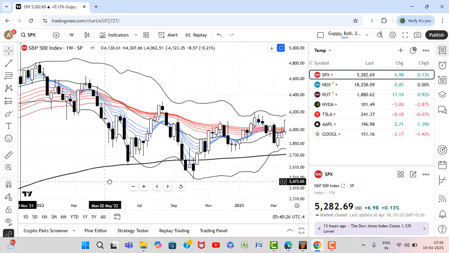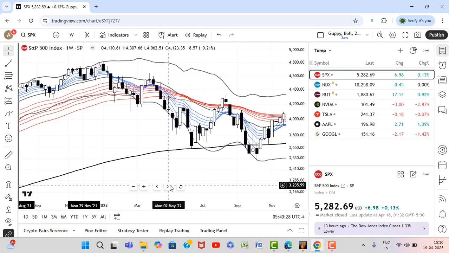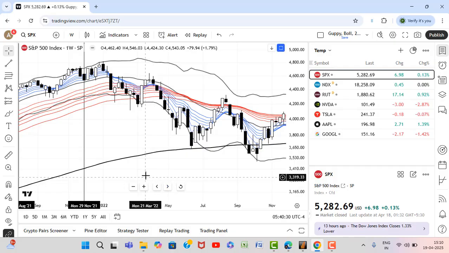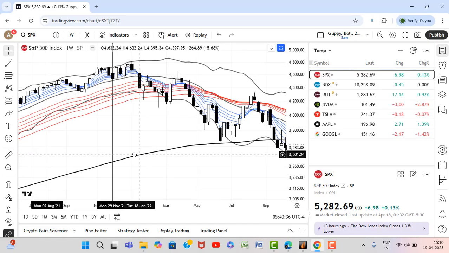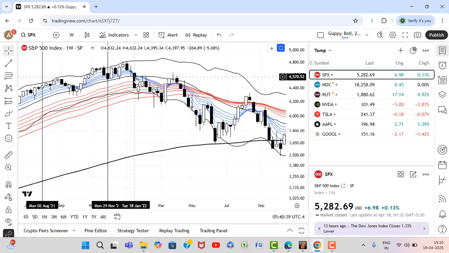What this Guppy indicator tells you is, as long as the reds and blues are well separated and the blues are above the reds, we have a good trend. But when the blues cross over between themselves, so here the blues have crossed over on this black candle, the shorter term blues have gone below and the longer 15 period blue is above now. It's inverted. And then the next thing the blues have done is they've crossed through the reds also.